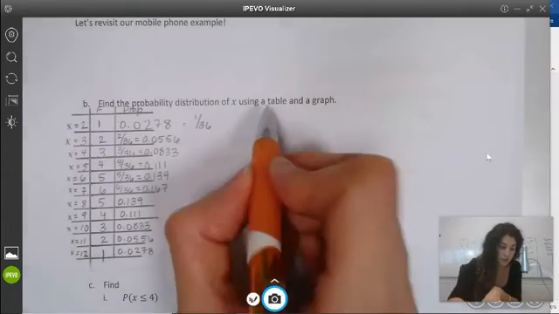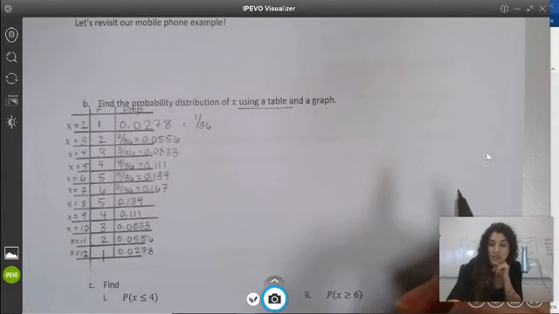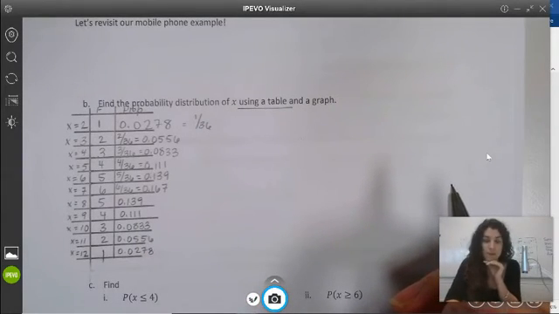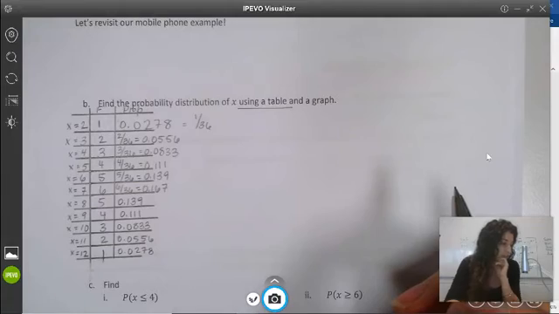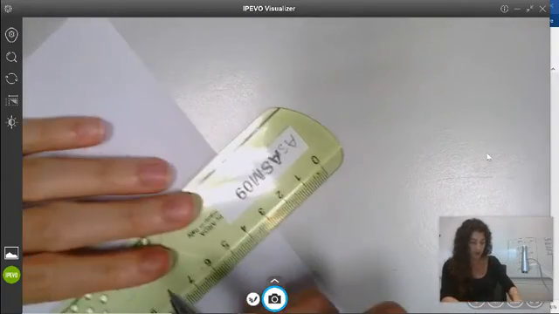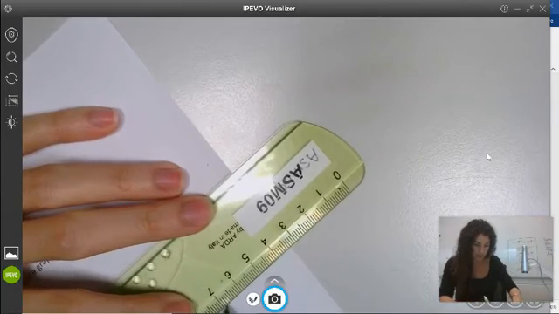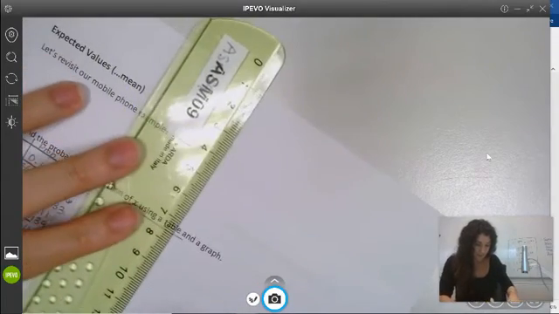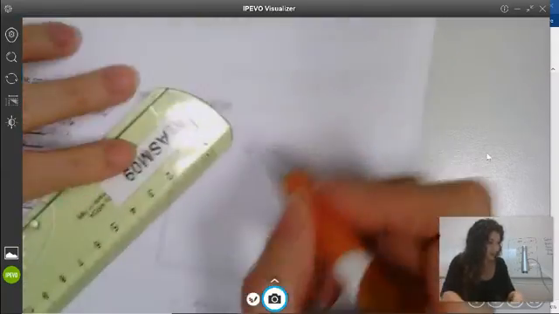So that is using a table. To then make it into a graph is that histogram that we saw on the previous page. You don't have a graph for this one, so we're going to go ahead and try the best that we can. This one's going to take a while.